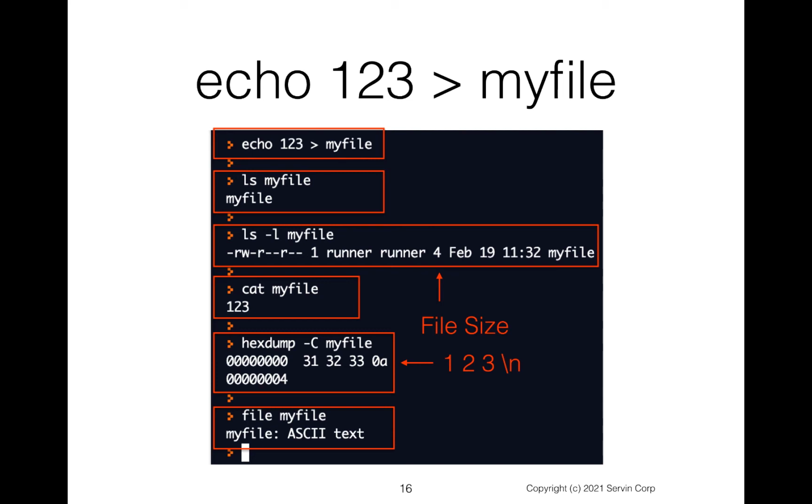So the key thing, when you say cat myfile, you see 123. That's what we as humans look at. But if you do a hex dump of it, that is to look at the file internals and see what numbers are inside that file, it's actually the hexadecimal 31, 32, 33, and 0A.